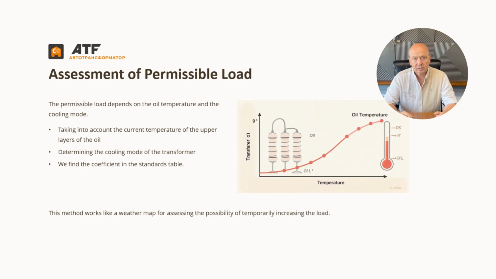How do we evaluate acceptable load? Imagine a graph showing the relationship between transformer load and oil temperature, or a table with allowable load factors for different cooling methods. It's like a weather forecast. It helps you decide if the transformer can safely be pushed harder right now.